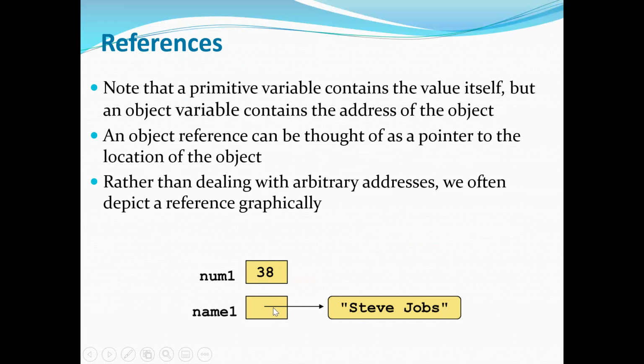So the diagram here will show us, here we have num1. num1's data type is int. It carries 38. So we can see the value is located in the num1 variable. But name1, the data type is String. It's an object reference variable, which means it's going to carry the address where the string Steve Jobs is stored.